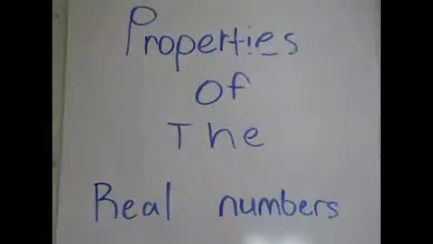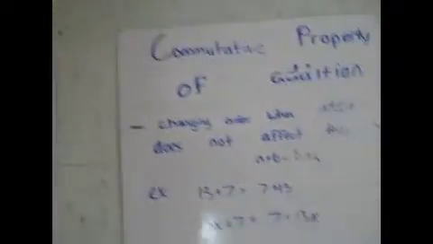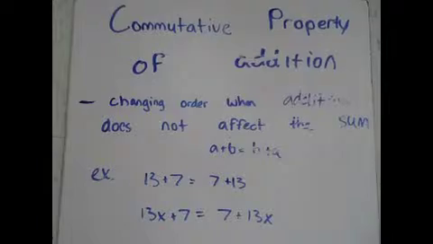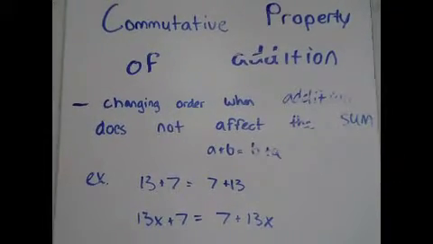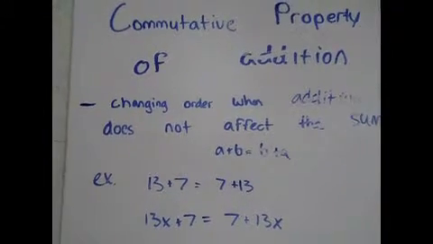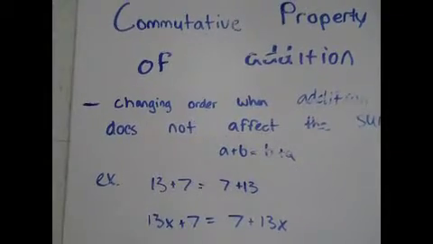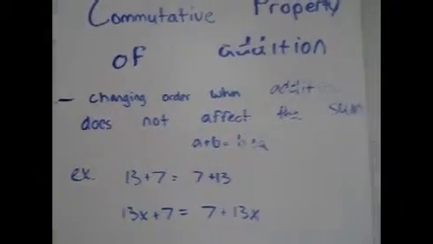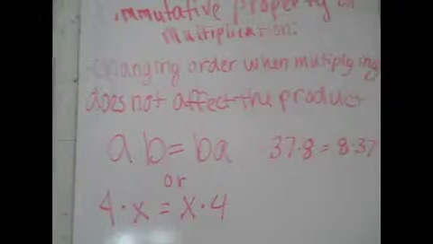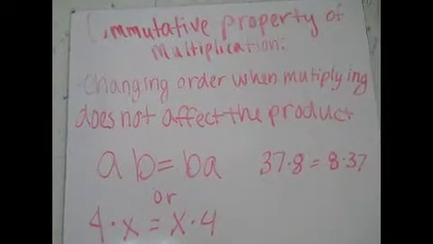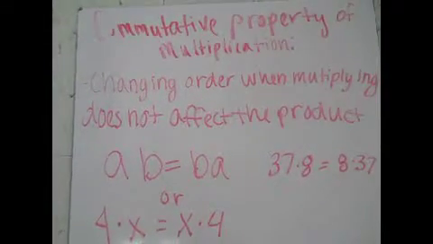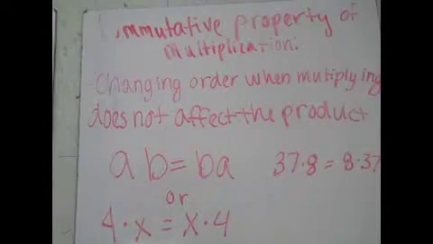Properties of the real numbers. The commutative property of addition: changing order when adding does not affect the sum. There's examples below. As you see, a plus b will still equal b plus a. The commutative property of multiplication: changing order when multiplying does not affect the product. A times b will also equal b times a.